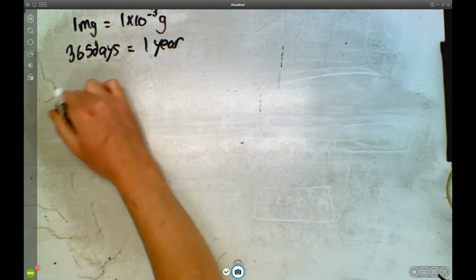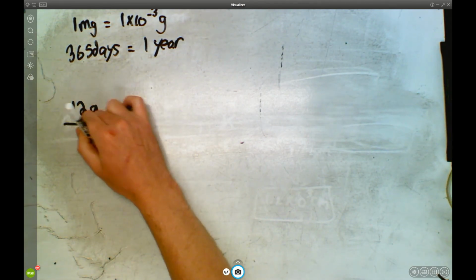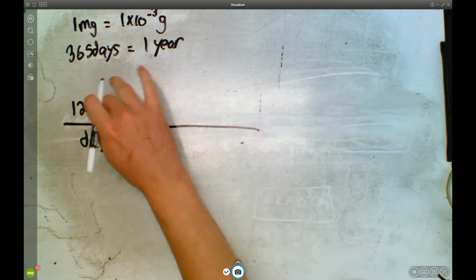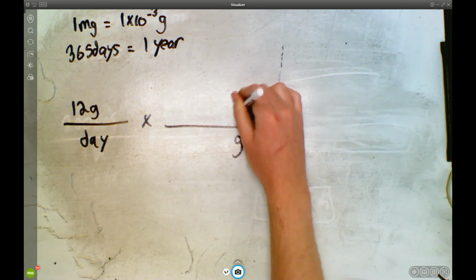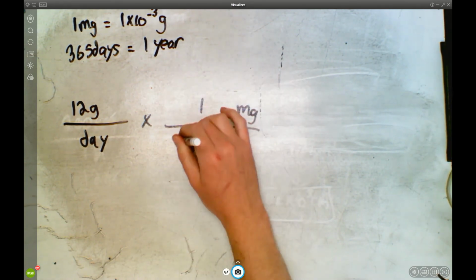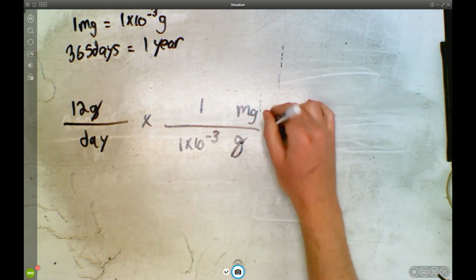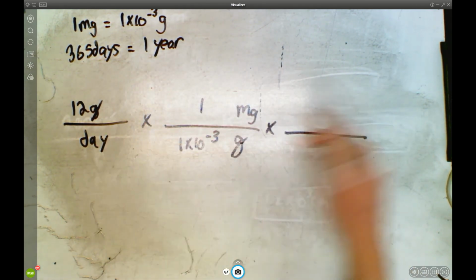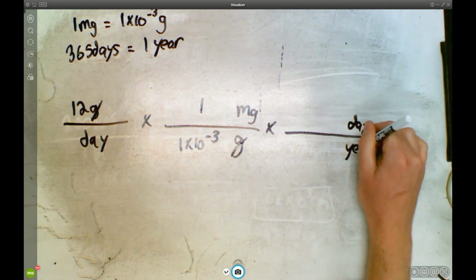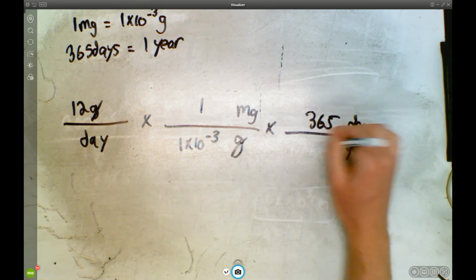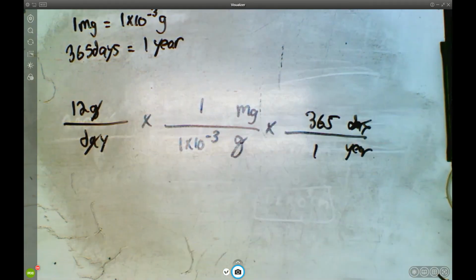We have 12 grams per day, times sign line. So let's get rid of the grams first. So grams into milligrams. 1 milligram equals 1 times 10 to the negative 3 grams. And then we want days up top, years on the bottom. There are 365 days in 1 year. Ready to type that in?